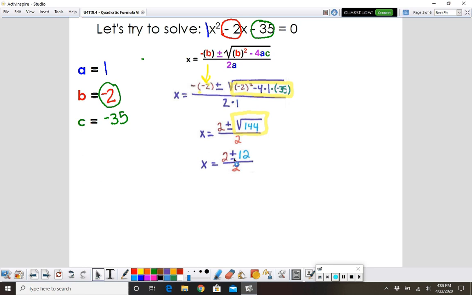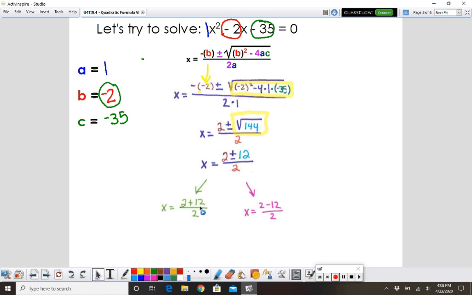So 2 plus or minus 12, because the square root of 144 could be positive 12 or it could be negative 12. That's what this plus or minus means, divided by 2. And now here we can't do any more simplifying until we figure out what we have on the top here. So we're going to do 2 separate equations. The first thing we're going to do is figure out what 2 plus 12 would be, and we're also going to figure out what 2 minus 12 would be. It's always important that you do both problems here.